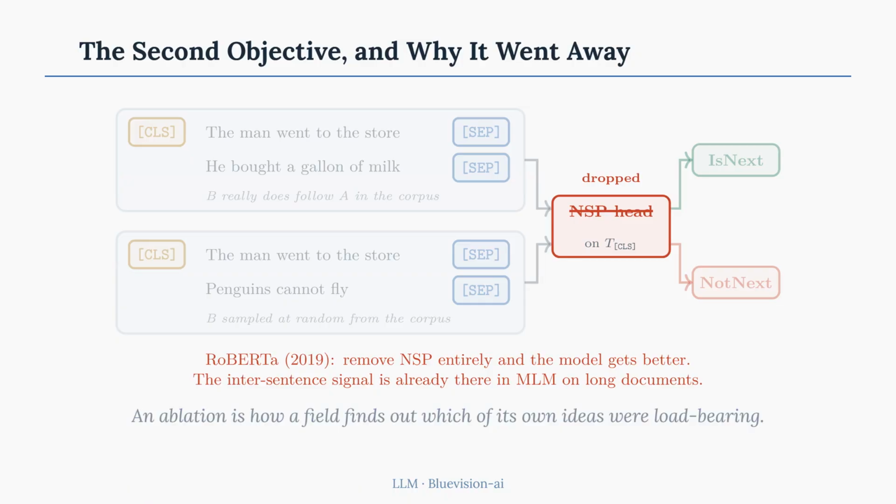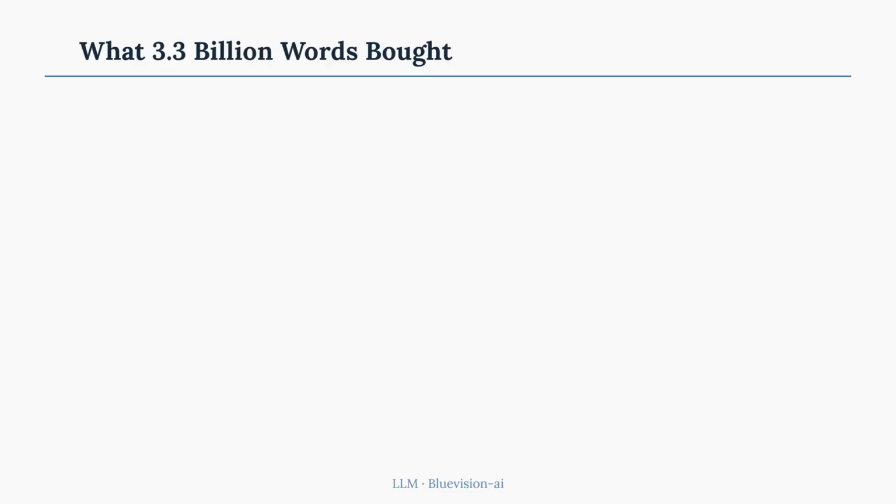Next sentence prediction looked reasonable. It shipped in the paper that defined the field for the next 2 years, and it never earned its keep. The only reason anyone found out is that somebody trained the model twice, once with the component and once without, and compared. None of this works without real scale behind it.